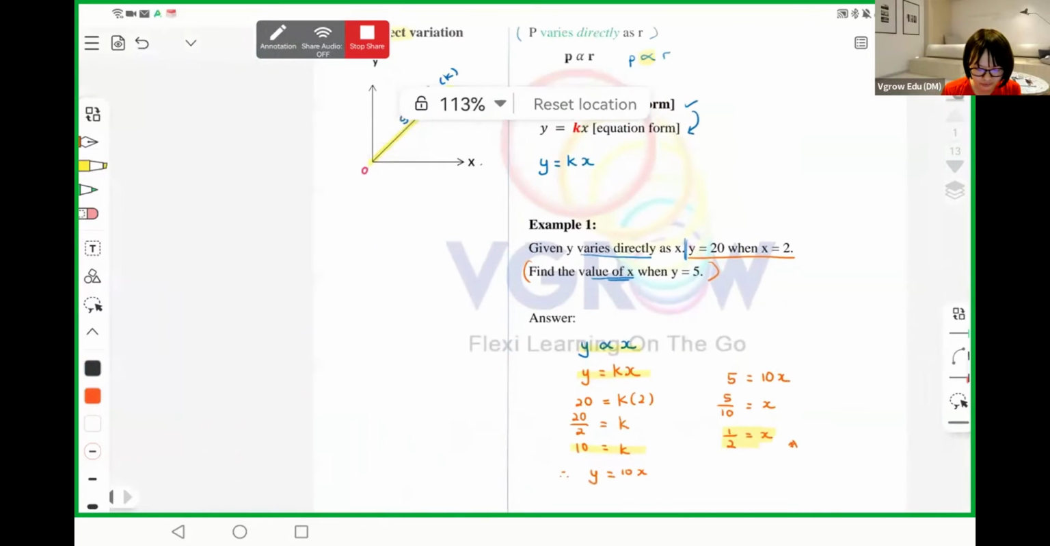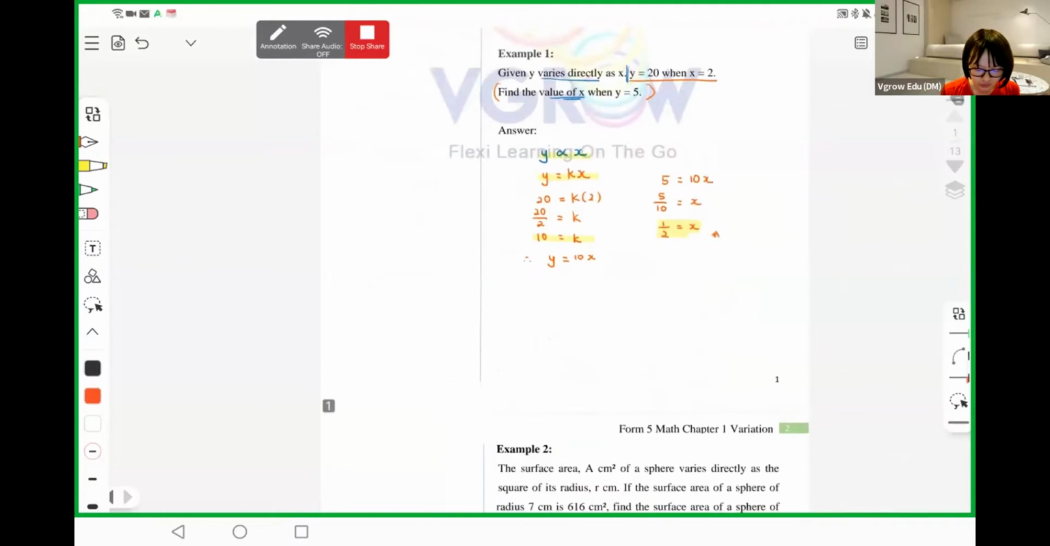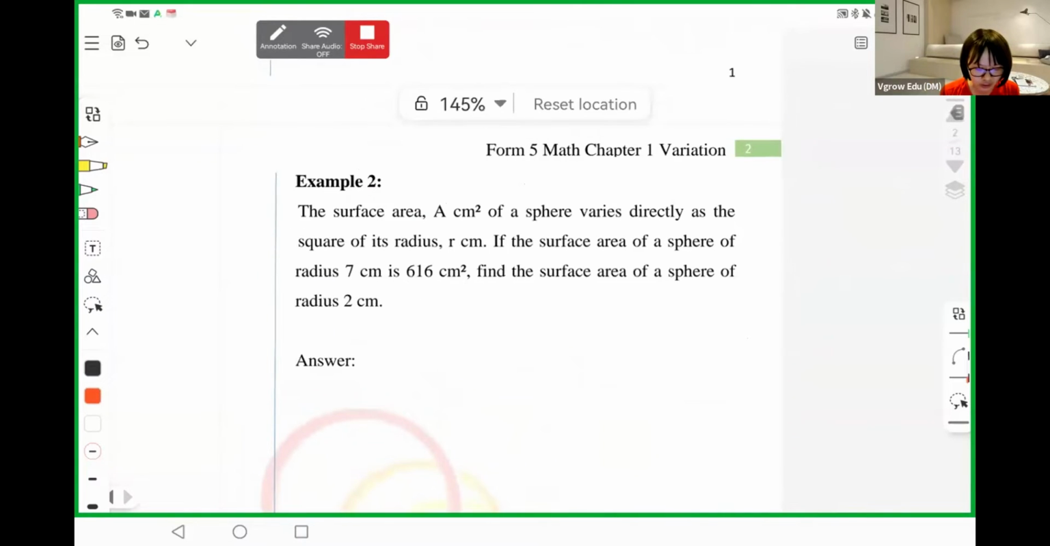Okay. Variation, we have covered the first relation very fast, 5 to 10 minutes. So direct variation means both variables have the same direction, the same relation. One increases, the other one increases. Next, we'll move on to another example.